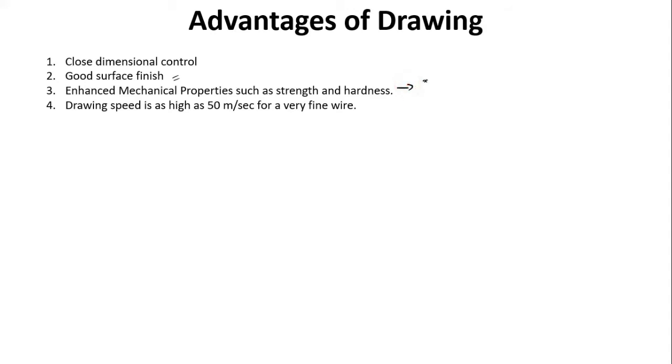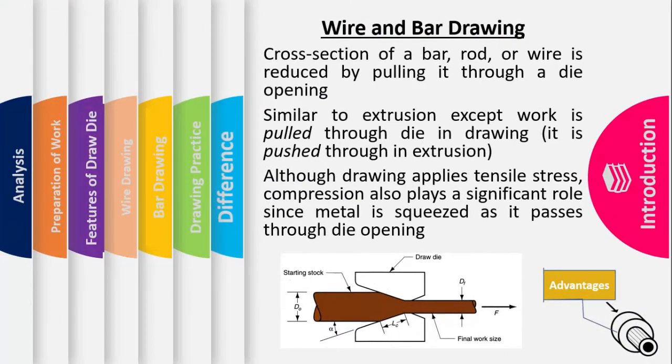So again, due to strain hardening. I expect you to know what strain hardening is, because we have discussed this time and again in this whole chapter. In every process, strain hardening has a vital role to play. Drawing speed can be as high as 50 meters per second, so it can be a very high speed process as well. But that's not always the case. In the case of fine wires, we can have speed up to this, otherwise it's at least slower than this one. So these are certain advantages for the drawing operation.